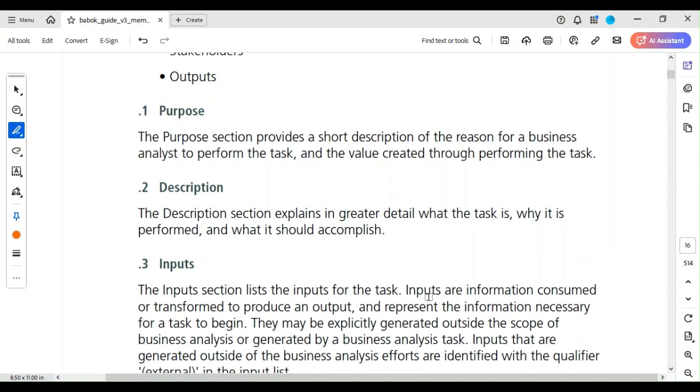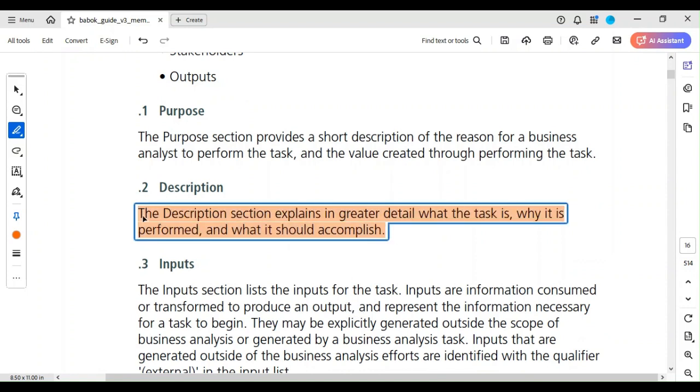Okay, description. The description section explains in greater detail what the task is, why it is performed, and what it should accomplish. Oh my God, I love this. So the description explains in greater detail what the task is, why it is performed, and what it should accomplish at the end of the day.